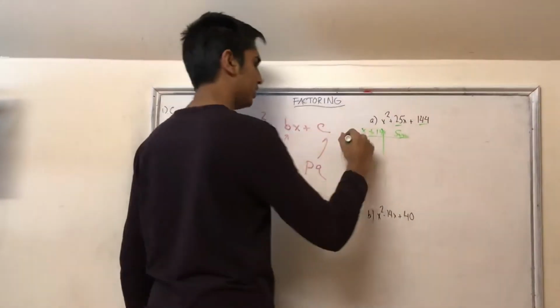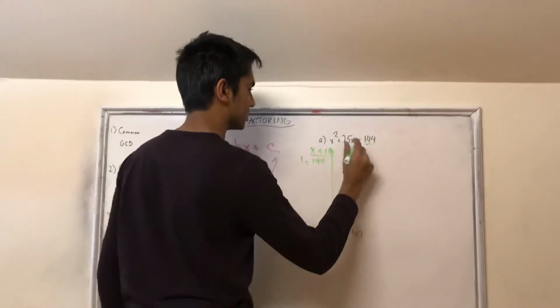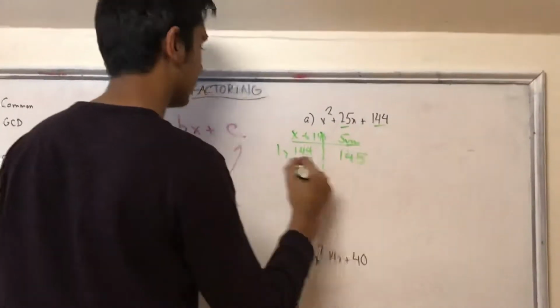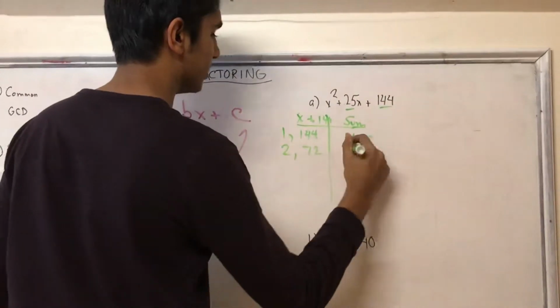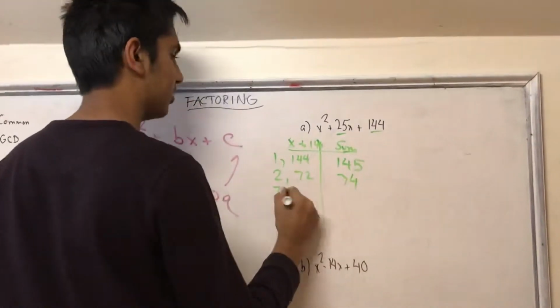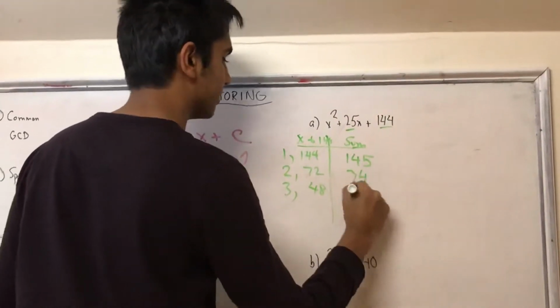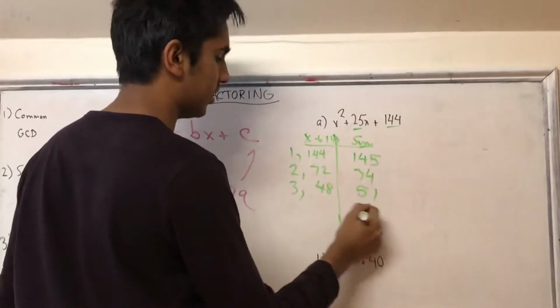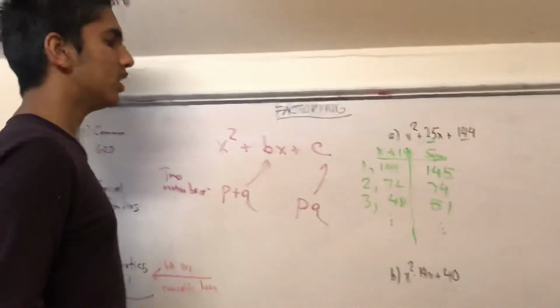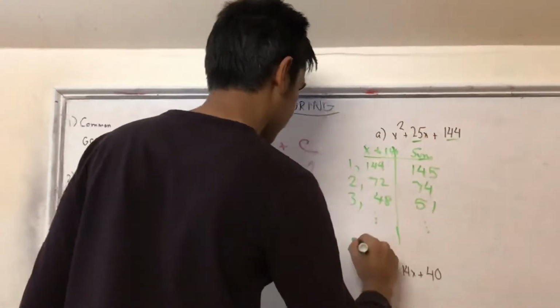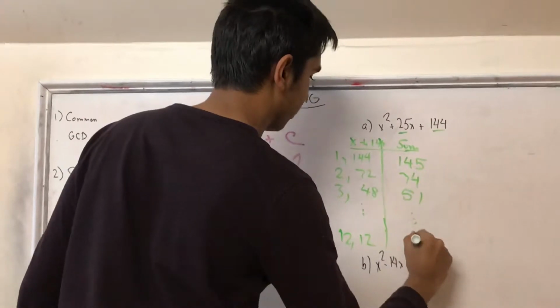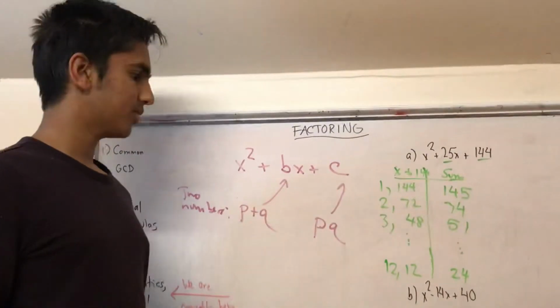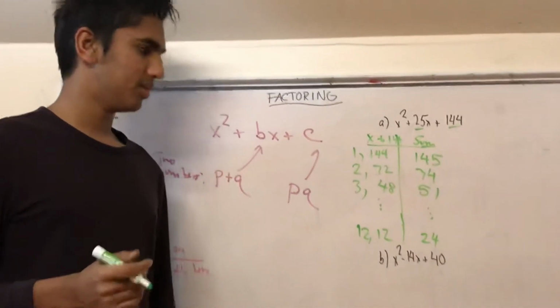So we could have 1 and 144, but that would give a sum of 145, not 25. The next pair we could do is 2 and 72. That would be 74. 3 and 48, sum is 51, and overall it's kind of big. So why don't we just skip down a bit? If I do 12 and 12 down here, I get a sum of 24, which is a bit small.